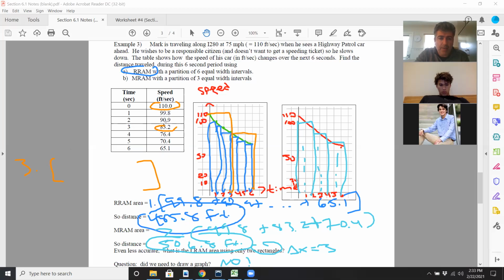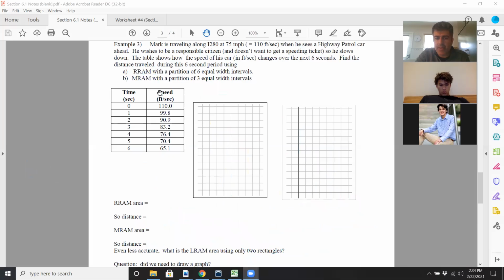So you don't really need a graph if you kind of know how these techniques work. Of course, it's not very accurate, but that's what you would get if you did LRAM with 2 rectangles. So the question is, you don't really need a graph. It's not necessary for these table problems. You could sort of still figure it out. But a graph is nice if you have the time to do it.